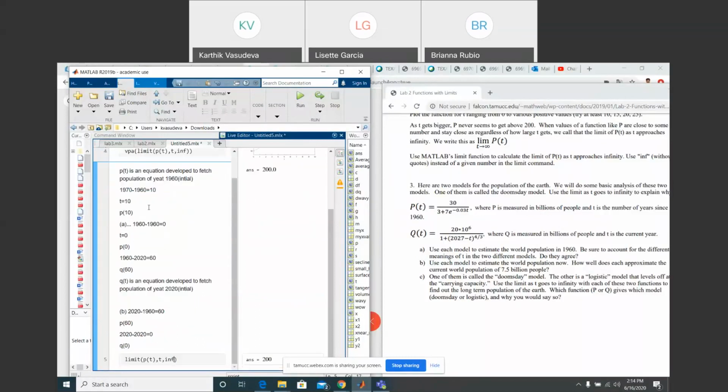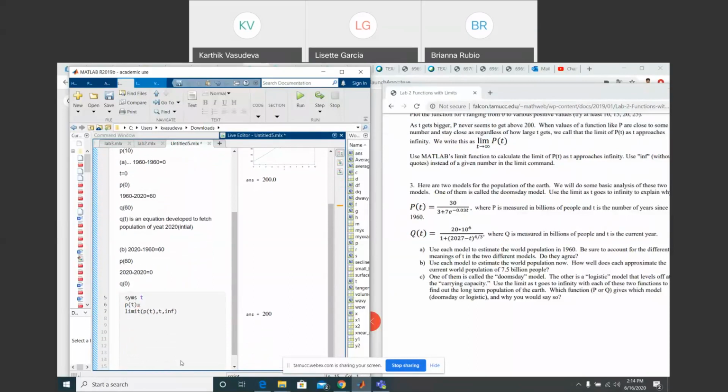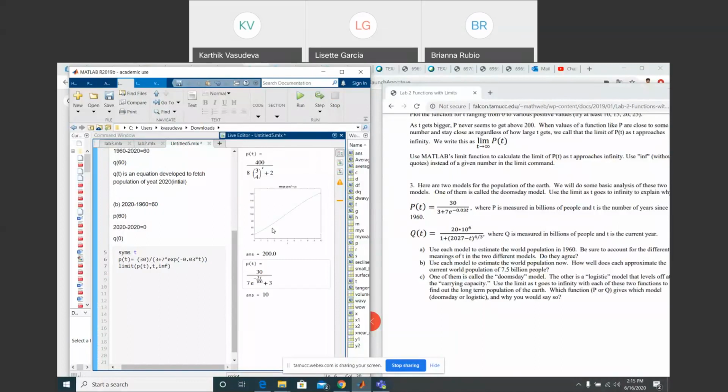Oh, I don't have P of t. I should have P of t before I do. Let me go ahead and see what my P of t is. My P of t has a numerator and a denominator. My numerator has 30. My denominator has 3 plus 7 times exp of negative 0.03 times t. Make sure that you are defining the function or the equation correctly.